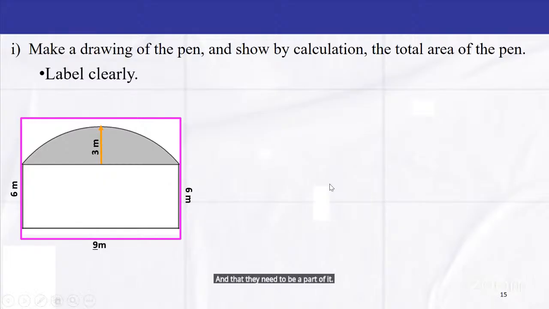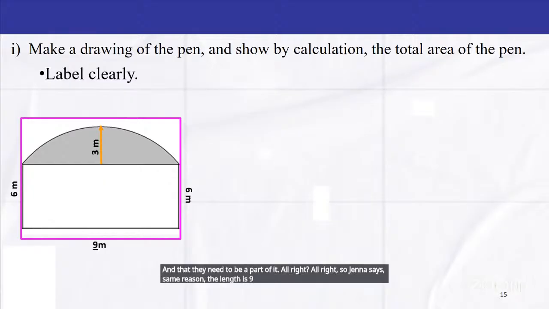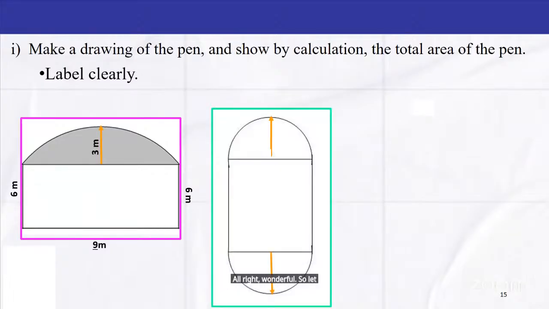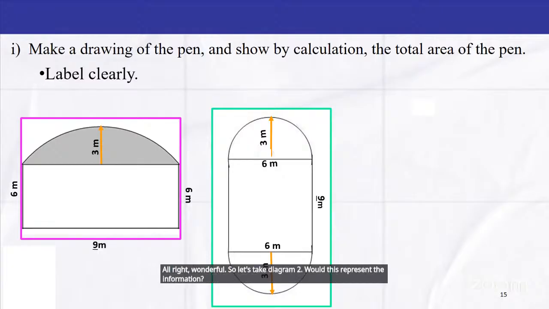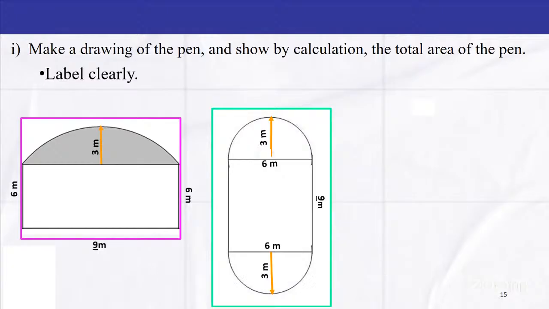All right. So Diana says, same reason, the length is 9 meters while the radius is 3 meters. All right. Wonderful. So let's take diagram 2. Would this represent the information? All right, so far I'm not seeing a response in regard to the second diagram, but I'm sure that they're going to be typing momentarily. Most definitely. They have been so cooperative.